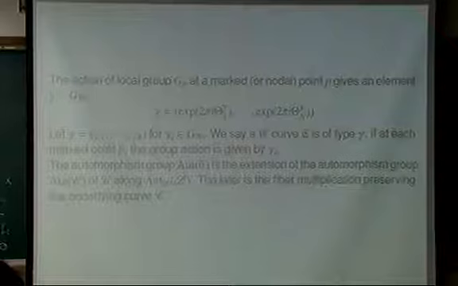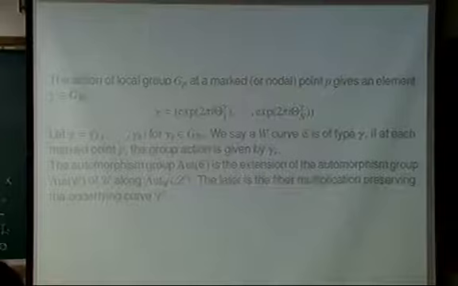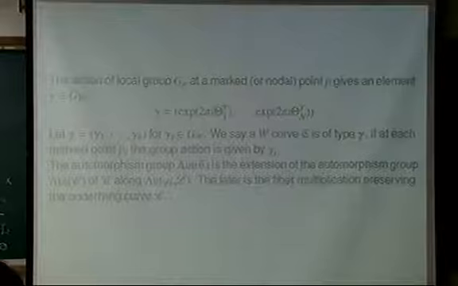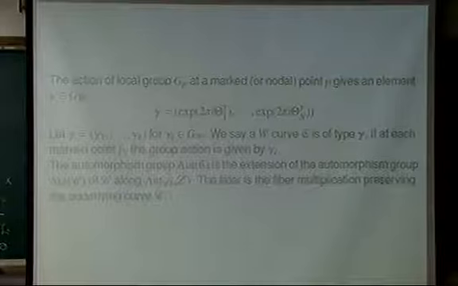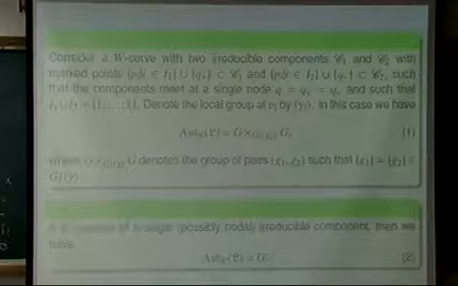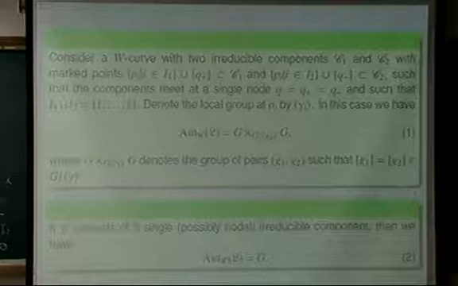Now the automorphism group is the extension of the automorphism group of the surface along the fiber direction. So intuitively you can imagine it as a product of two parts. One is the fiber automorphism, another is along the surface. So here I just skip it.